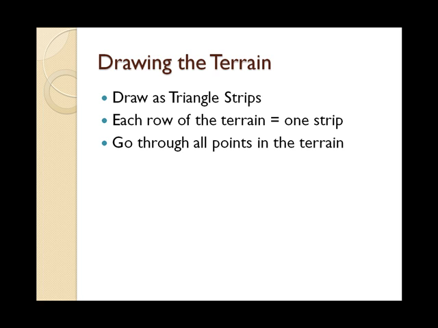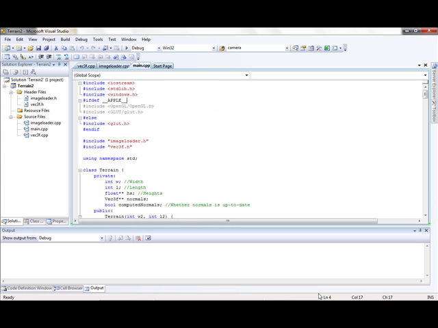So if we take triangles and connect every 3 points, we're sure that this triangular plane is definitely going to be in one plane, and we won't have any jagged edges or any missed areas on the terrain. So we take the entire terrain and consider every row of the terrain as one strip of triangles and go through all the points in the terrain. Let's take a quick look at how this code actually appears.